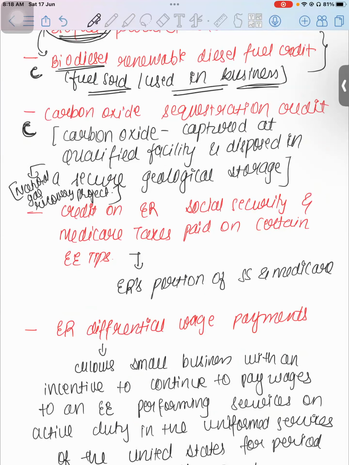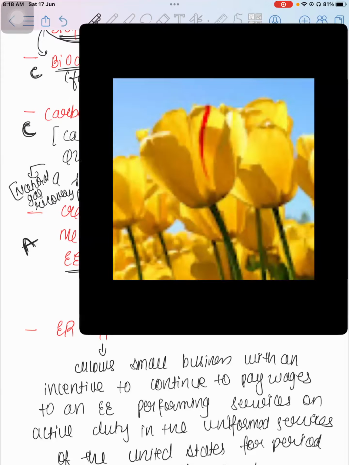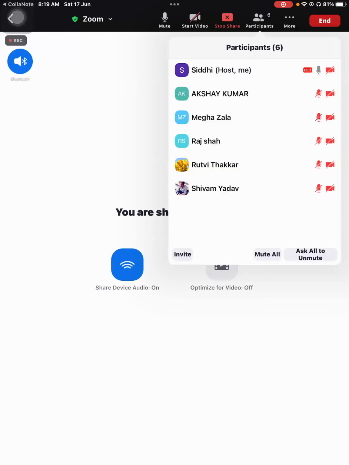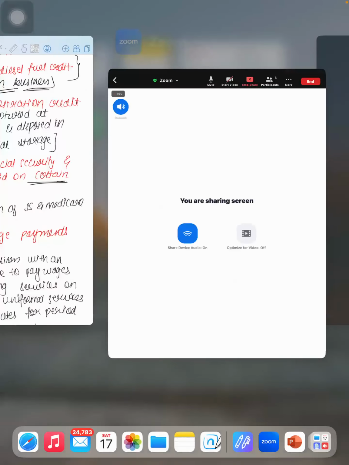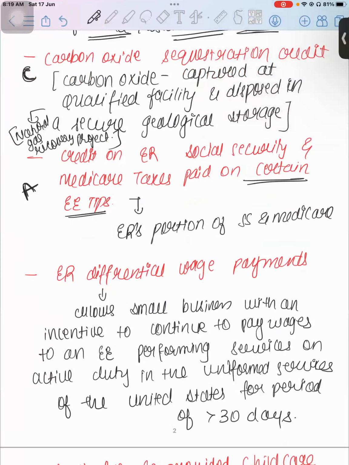Next one is an A category credit. It's a credit on employer social security and medical taxes paid on certain employee tips. Now, can anyone tell me what employee tips are? I think I have already told you guys about employee tips, right? The taxes which the employer will be paying on the tips. Do you guys remember this topic or not?